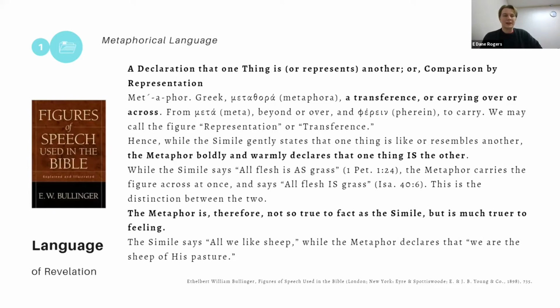A simile says that something is like another thing, but not exactly the same. Whereas a metaphor draws a closer comparison between those, saying that two things are identical, though it's obvious that they are not. So I'll read this from Figures of Speech in the Bible. A declaration that one thing is or represents another, or comparison by representation. Metaphor comes from the Greek word metaphora, which is a transference or a carrying over or across. So we're dragging the meaning of one thing into another thing so we can more clearly understand it. Often this is dragging a spiritual concept into a physical one that we're more easily able to comprehend.